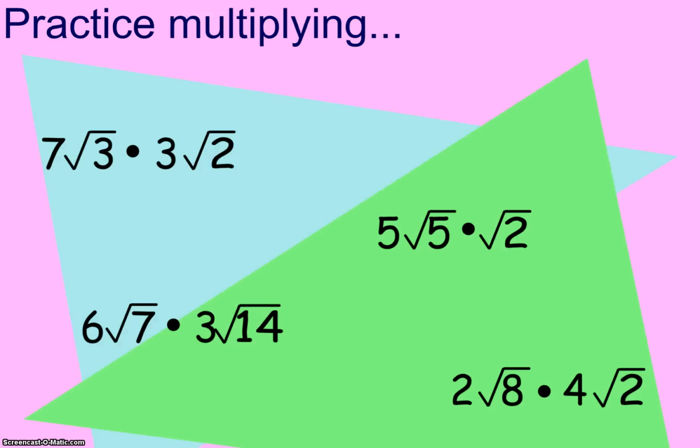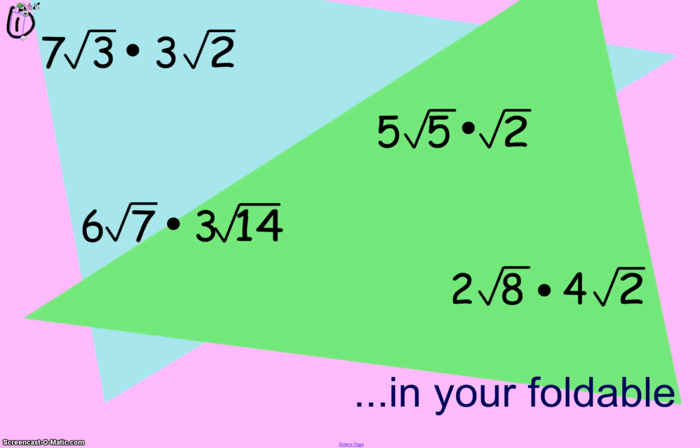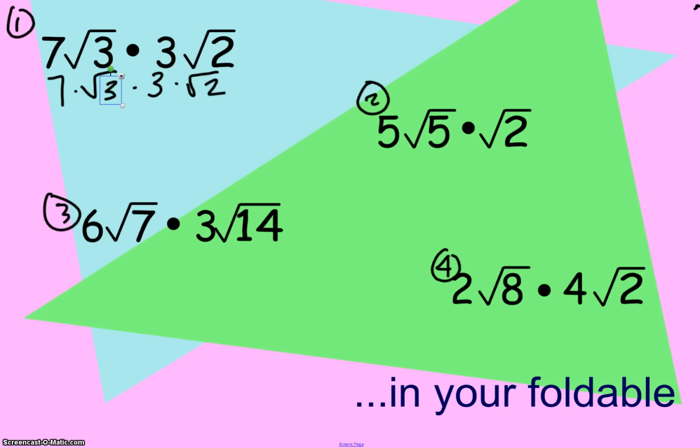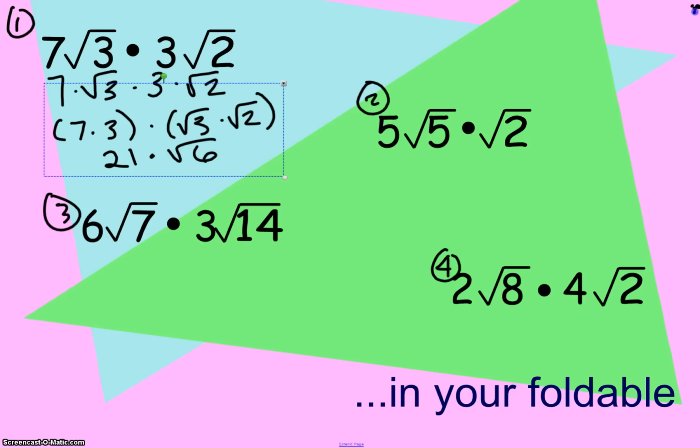So here's 4 examples. Here's number 1, number 2, number 3, and number 4. Make sure you have these written down. So expand, it's going to be 7 times square root of 3 times square root of 2. Then we are going to combine like things so we can multiply 7 times 3 times square root of 3 times square root of 2. So 21 times square root of 6. So our answer is 21 square root of 6.